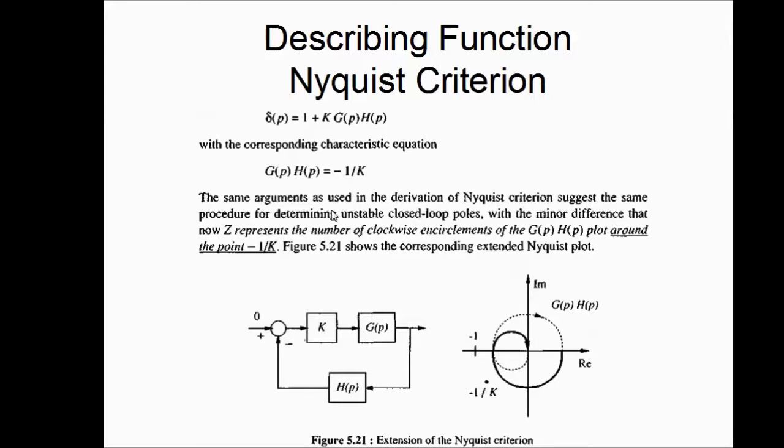So the same arguments as used in the derivation of the Nyquist criterion suggest the same procedure for determining the unstable closed loop poles, with the minor difference that the Z now represents the number of clockwise encirclements of GH around the point -1/k and not -1.